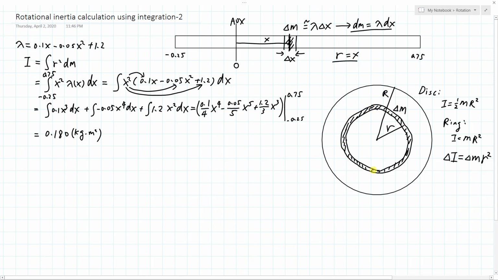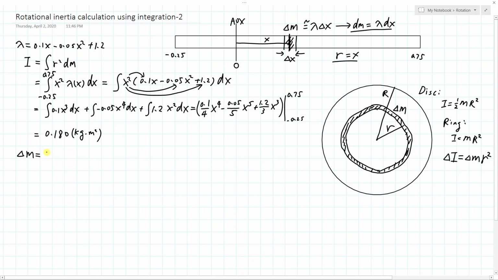So that was my goal. This delta I is the rotational inertia of the ring. So let's find out how much mass this ring actually has. Let's first find out this delta m. And we know that the mass is proportional to the area.